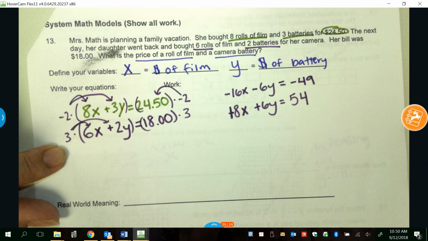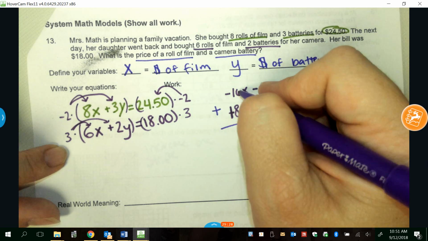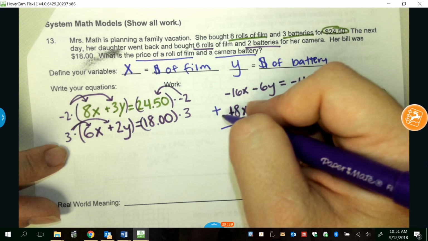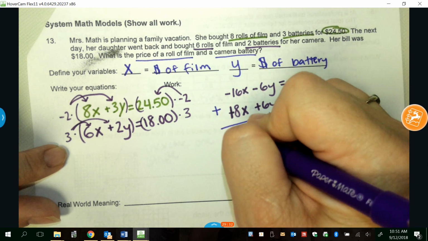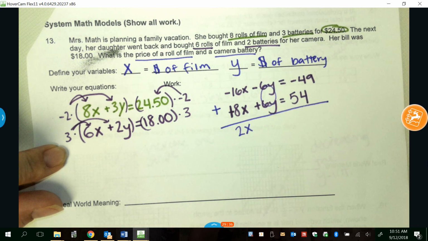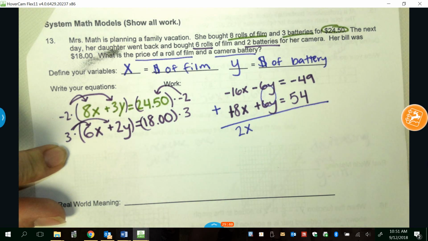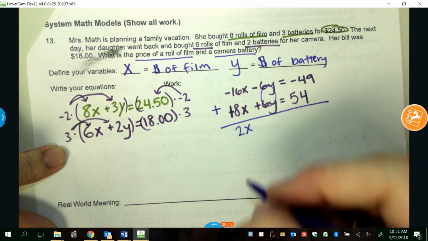So now I can do my big addition. So -16x plus 18x is 2x. -6y plus 6y cancels. And -49 plus 54 is 5.